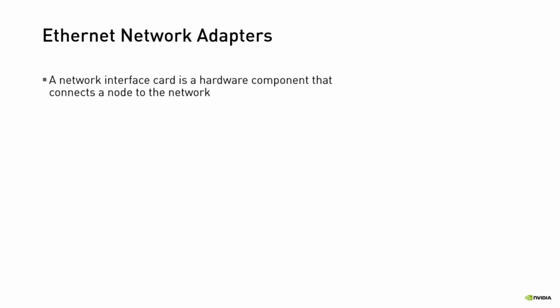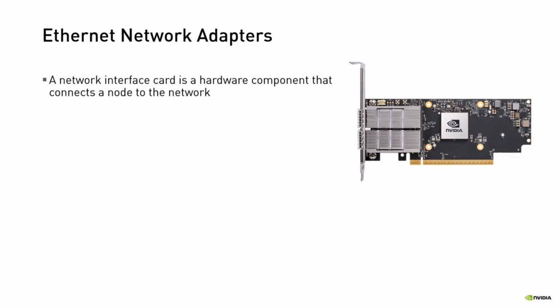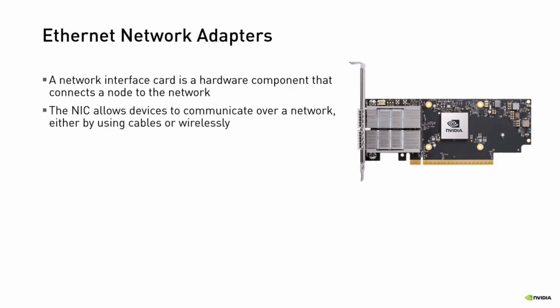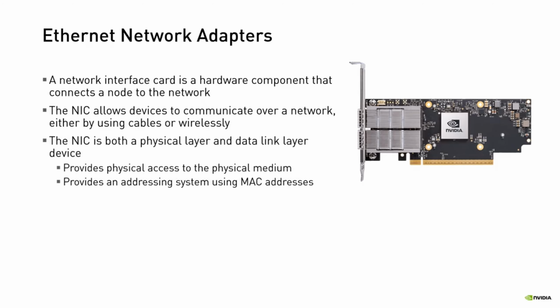A network interface card, or NIC, is a hardware component that connects a node to the network. The NIC allows nodes to communicate over the network, either by using cables or wirelessly. The NIC is both a physical layer and data link layer device. At the physical level, it provides access to the physical medium. At the data link level, it provides a low-level addressing system using MAC addresses.